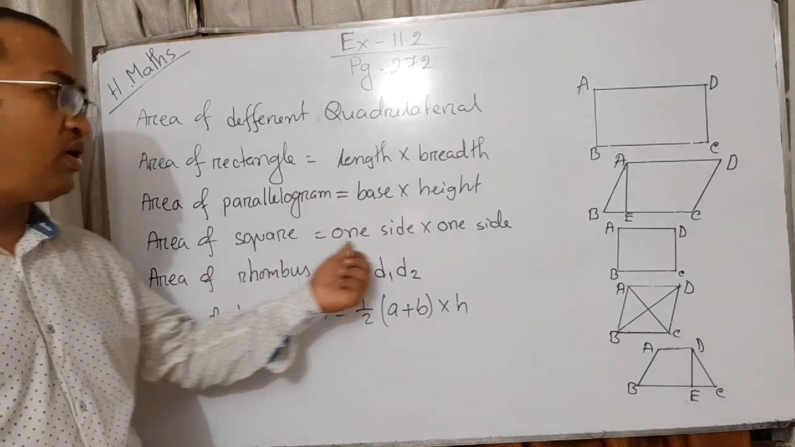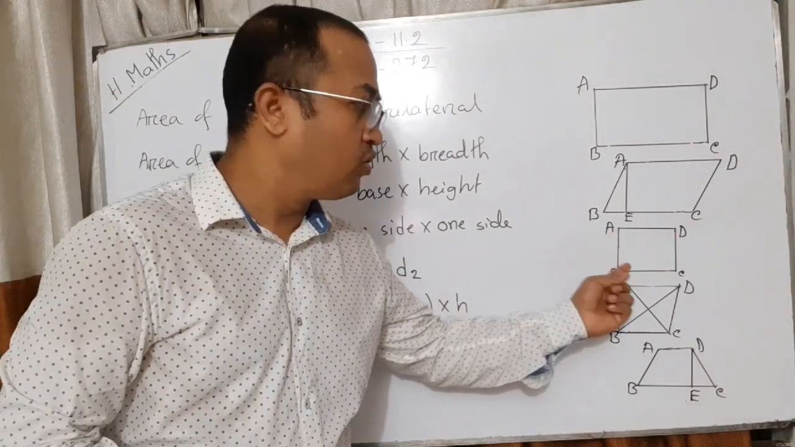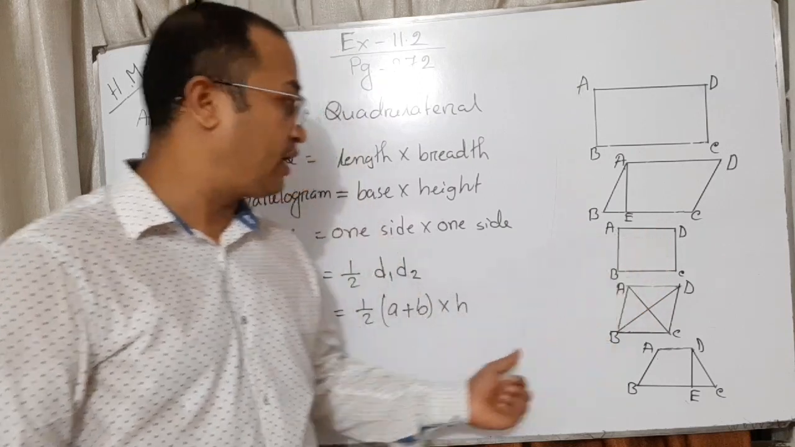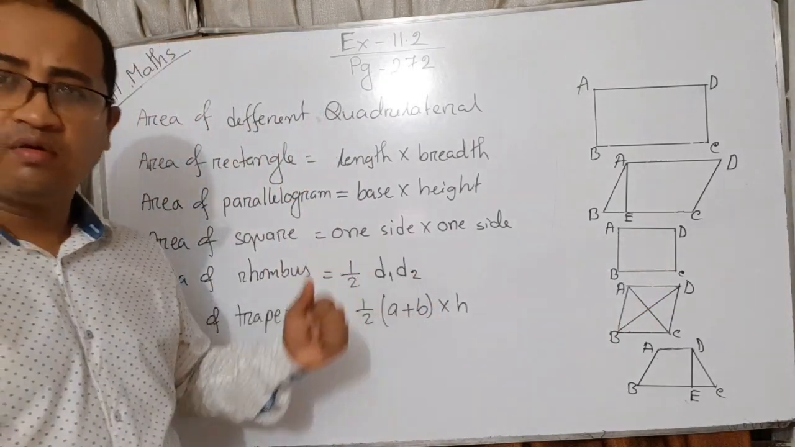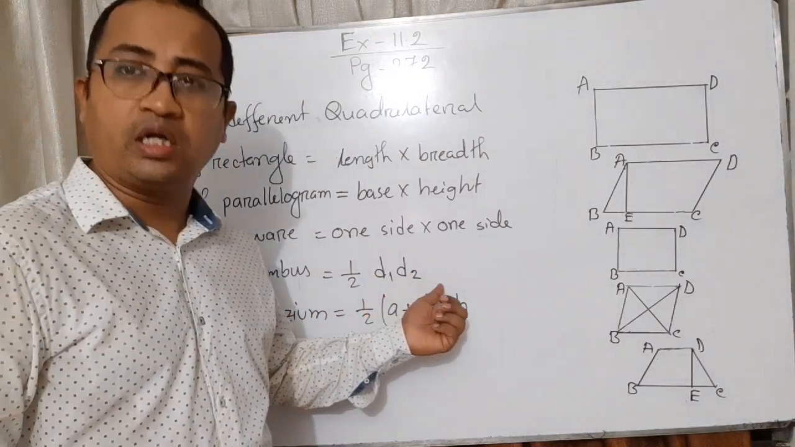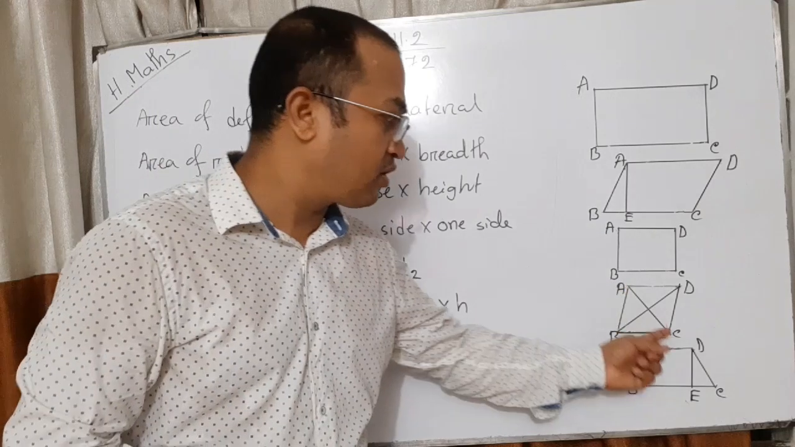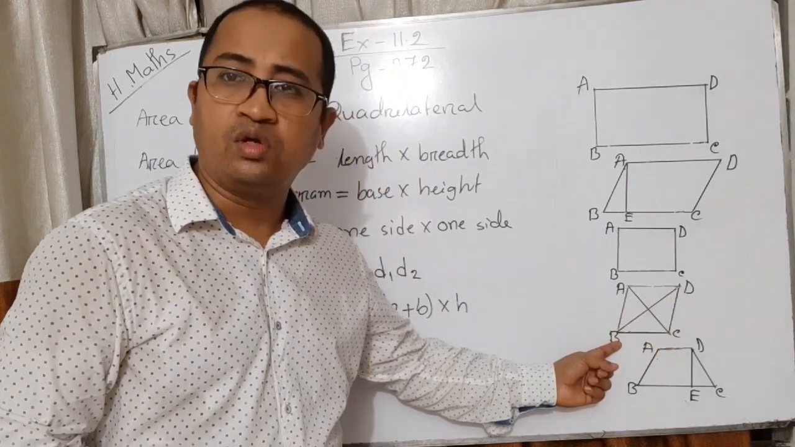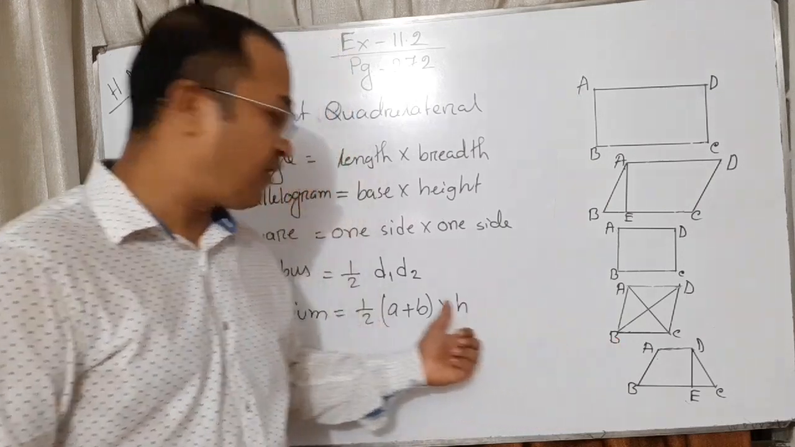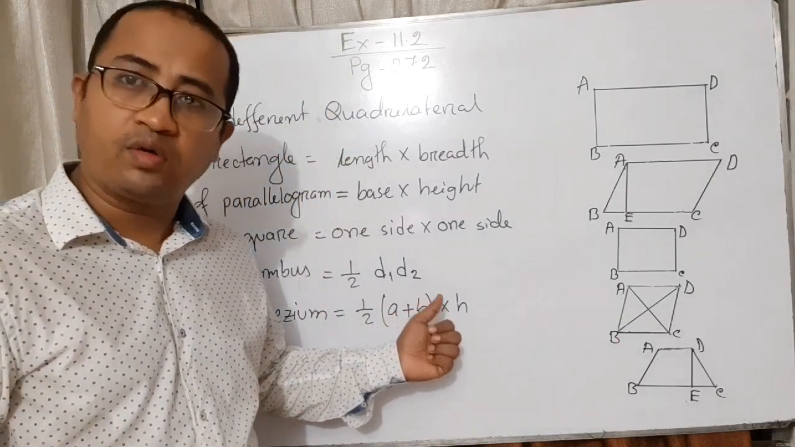Again, area of square is one side into one side. If we know the length of any one side of the square, we can find out the area by using this formula. Again, area of rhombus is half into D1 D2, that is the lengths of diagonal 1 and diagonal 2. If we know the lengths of the diagonals of the rhombus, we can find out the area by using this formula.